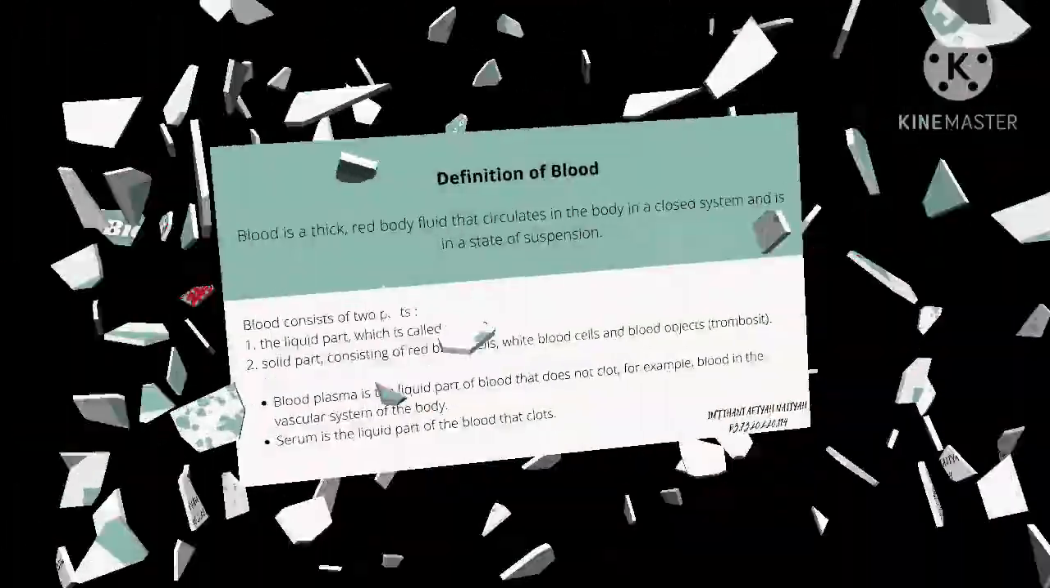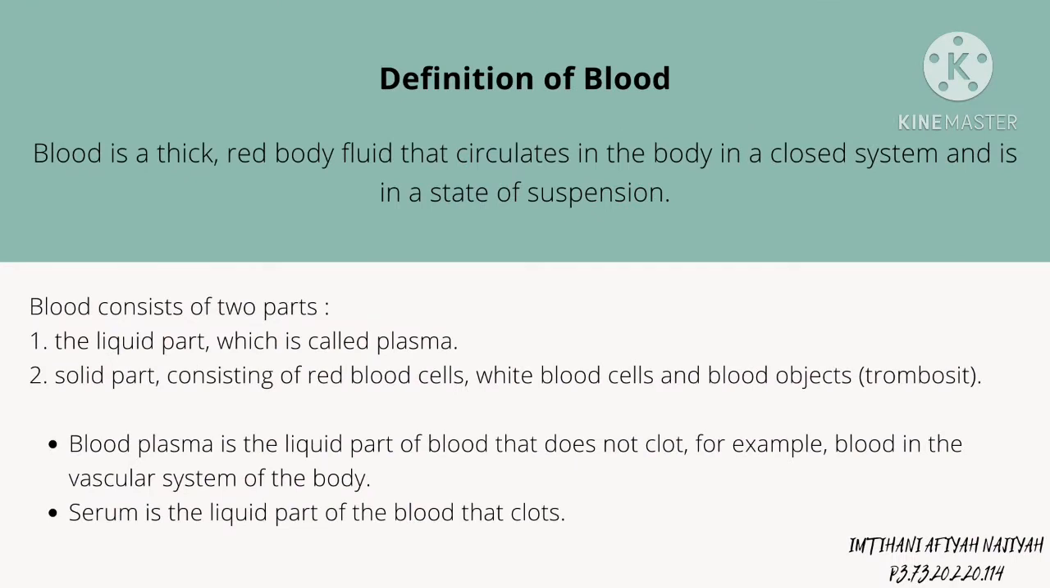Biochemistry of blood. Definition of blood. Blood is a thick, red body fluid that can circulate in the body in a closed system and is in a state of suspension. Blood consists of two parts. First, the liquid part, which is called plasma, and the second is the solid part, consisting of red blood cells, white blood cells, and blood objects, or thrombocytes.